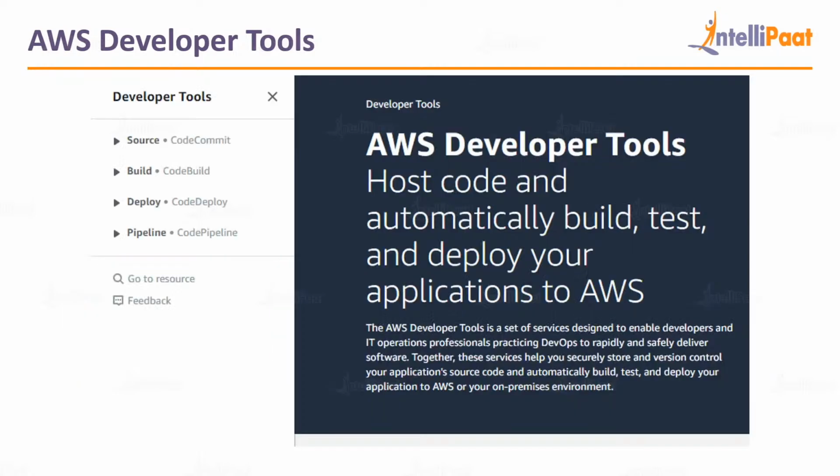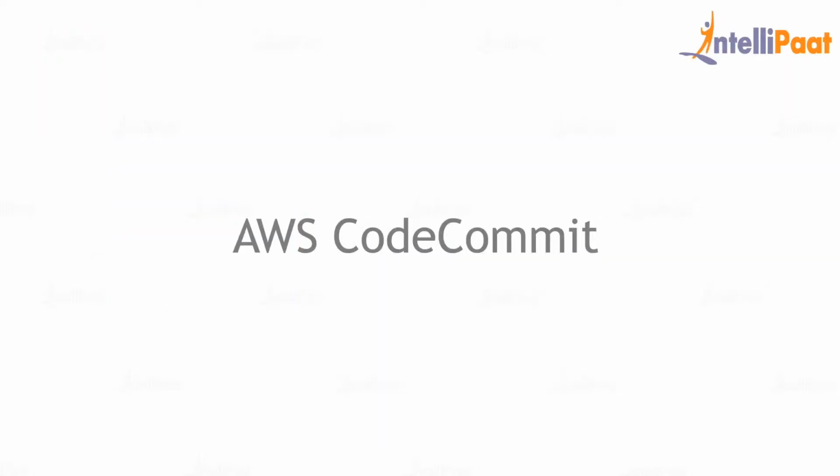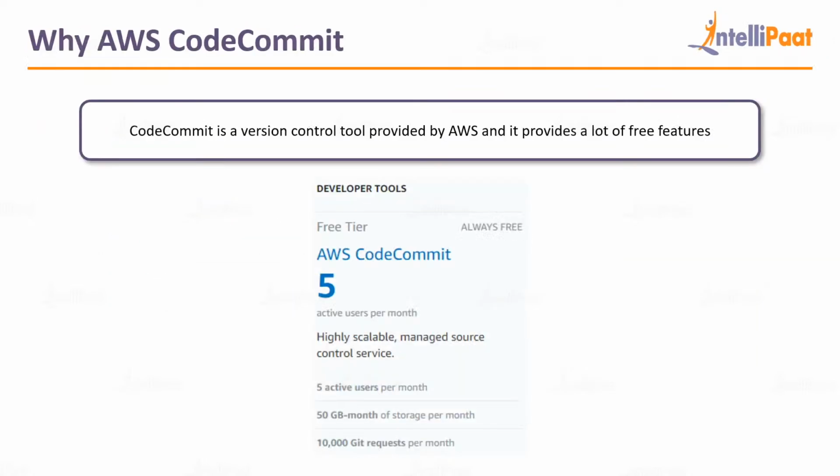So let's start off with the basics. This is how the dashboard will look if you open the AWS developer tools. You have four tools: source, build, deploy, pipeline, which are CodeCommit, CodeBuild, CodeDeploy, CodePipeline. Now let's look first into CodeCommit. CodeCommit is a version control tool. If you know GitHub or Bitbucket or any other version control tool, it's similar to that.